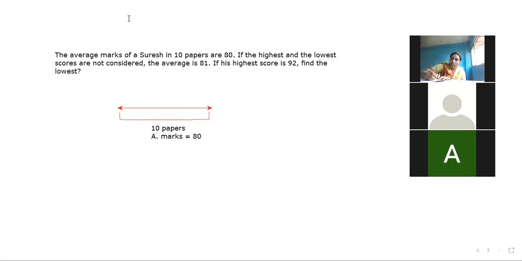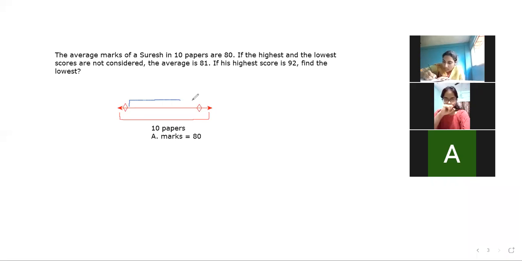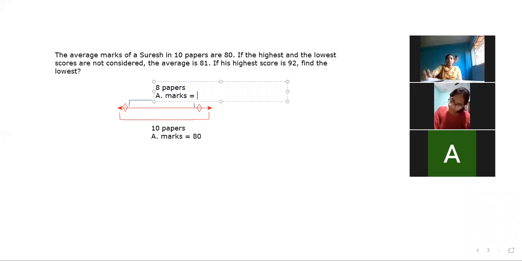So he said that if we don't consider the highest and the lowest score, this is the highest score and this is the lowest score, then the average marks of the remaining papers, how many papers? 8 papers, and the average marks of those 8 papers is equal to 81.